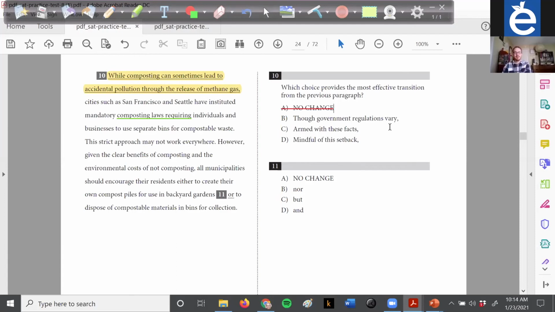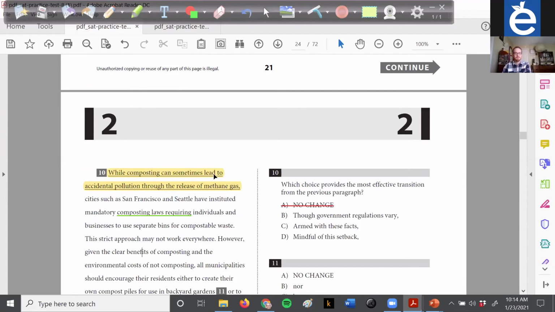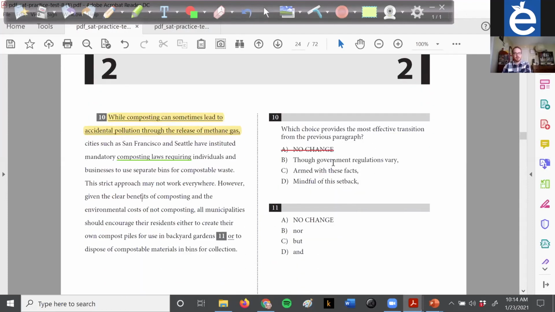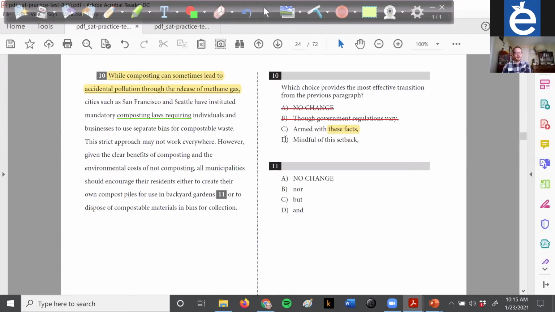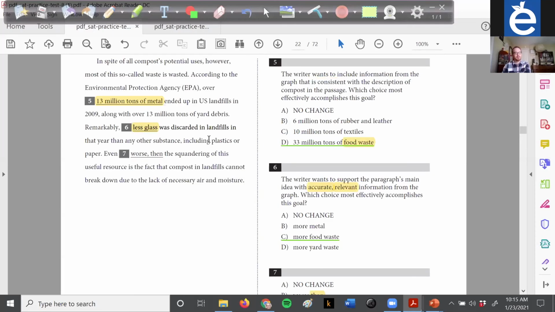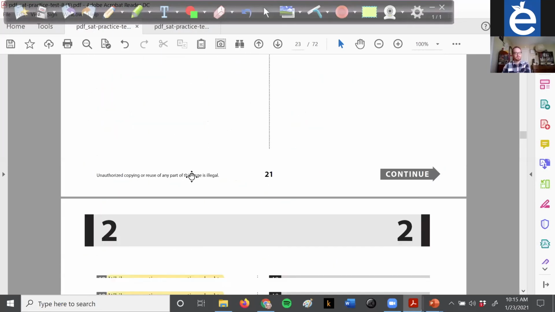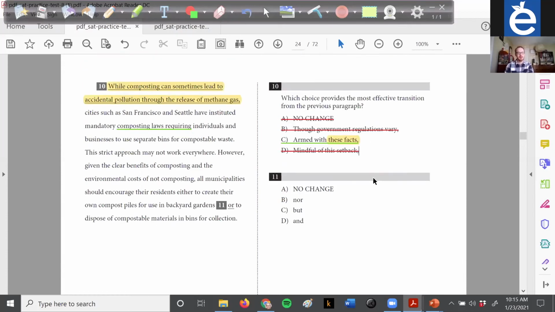B, though government regulations vary. Well, no, while we're talking about the government here, we're not transitioning from the previous paragraph very well. C, armed with these facts. Okay, we did get a lot of facts about the landfills in the previous paragraph, so I like C best. Mindful of this setback. Yeah, we weren't just given one setback, right? We were given a few. So let's look for the one that gives us plural, armed with these facts. That's what I like for number 10.